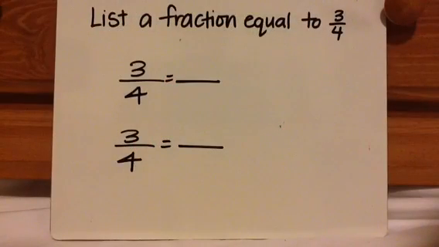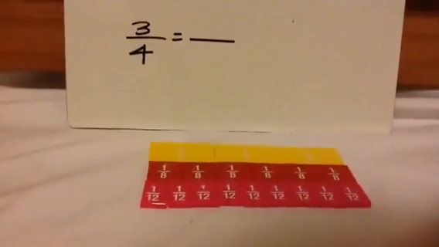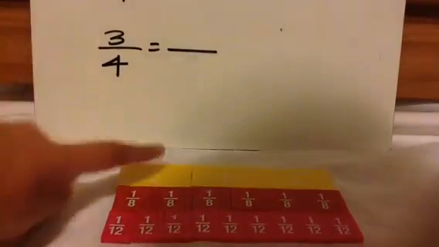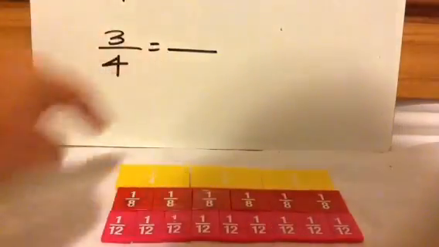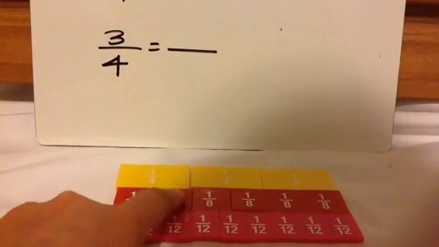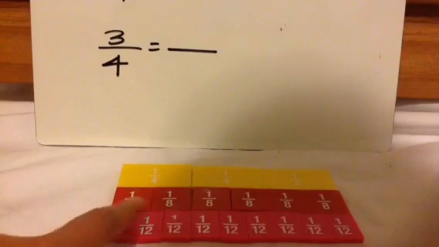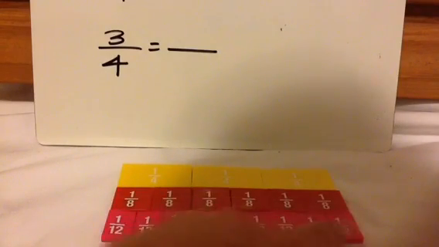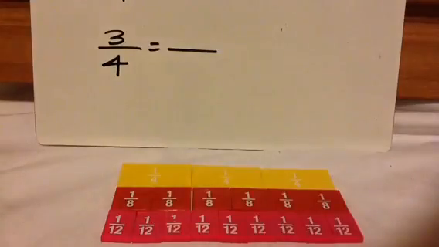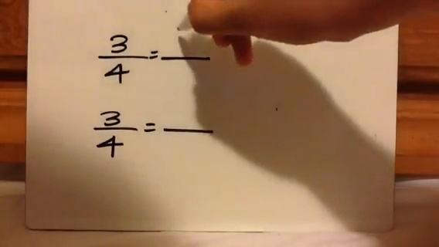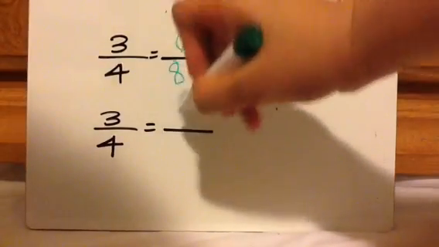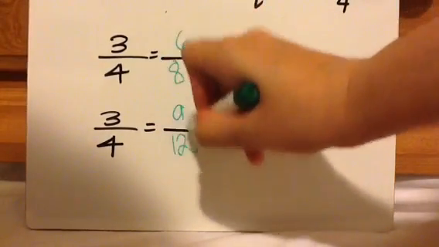Okay, so let's look at another example. List a fraction or fractions equal to 3/4. To save time, I went ahead and figured it out. Okay, so here is 3/4, 1/4, 2/4, 3/4. And I found out that 6 eighths is equal to 3/4, and 9 twelfths is also equal to 3/4. So I'm going to do those 2 examples right here. We know that 6 eighths is equal to 3/4, and we know that 9 twelfths is equal to 3/4.